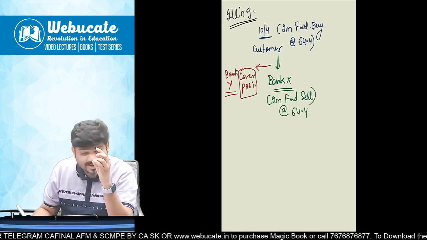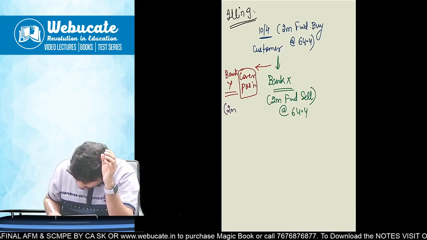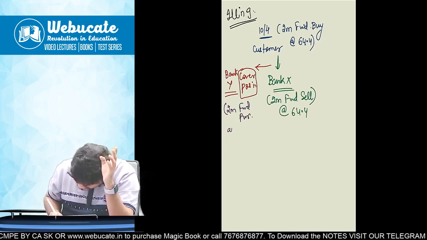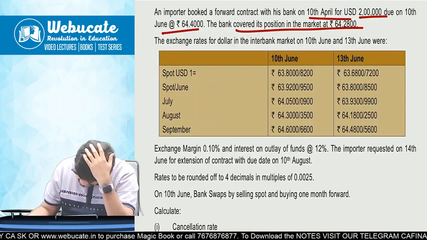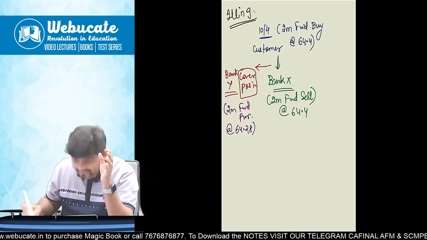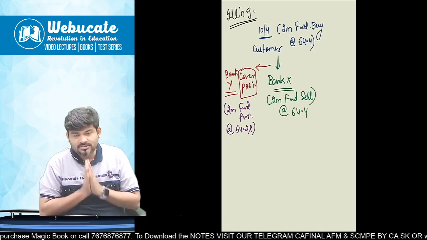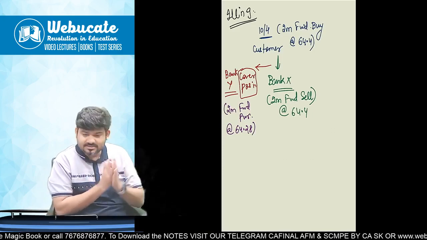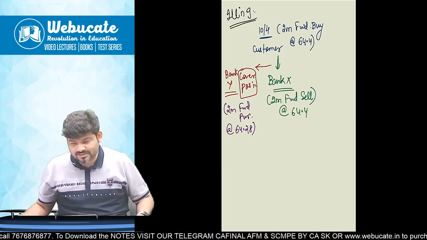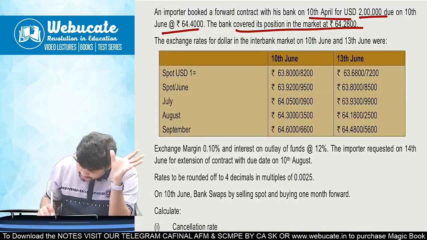So now bank Y, what will happen? It is entering into a 2 month forward purchase at the rate 64.28. Listen now properly. Customer buy. Bank sell. Bank cover, forward buy. Got it? Forward purchase at the rate 64.28. First line is what we have covered.